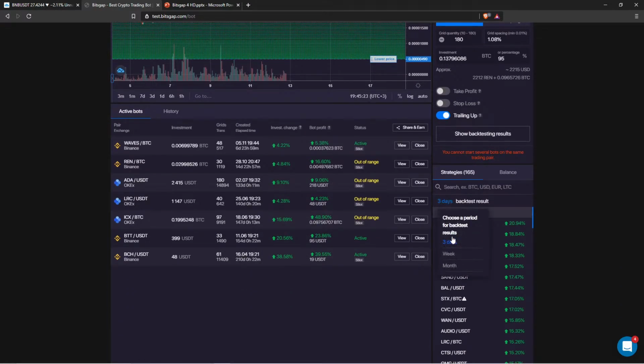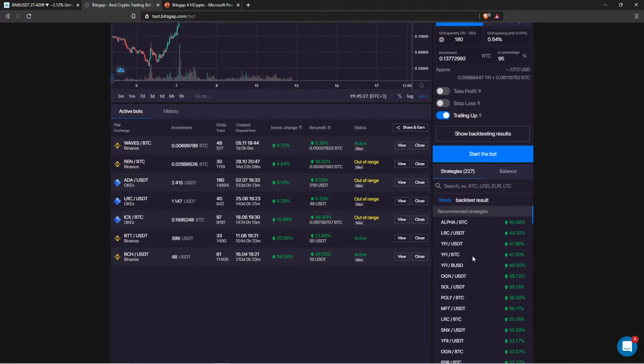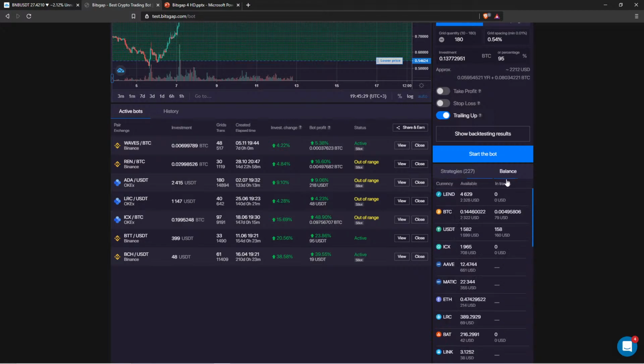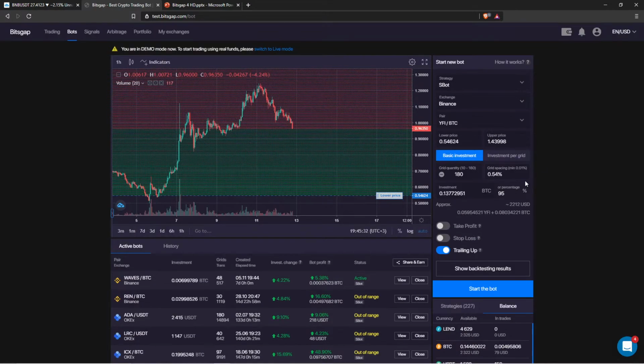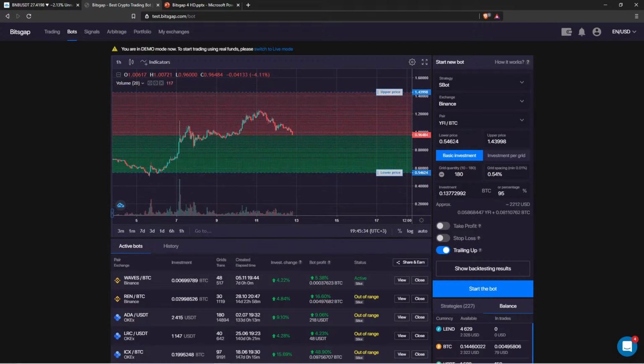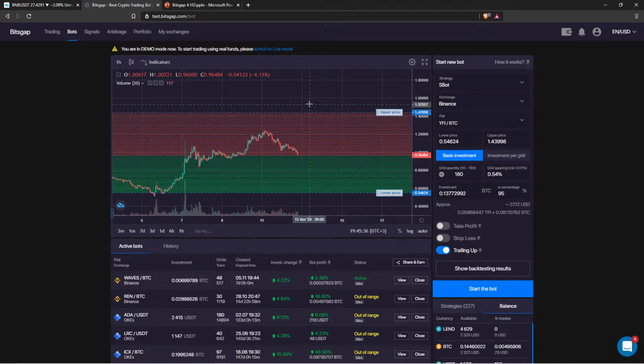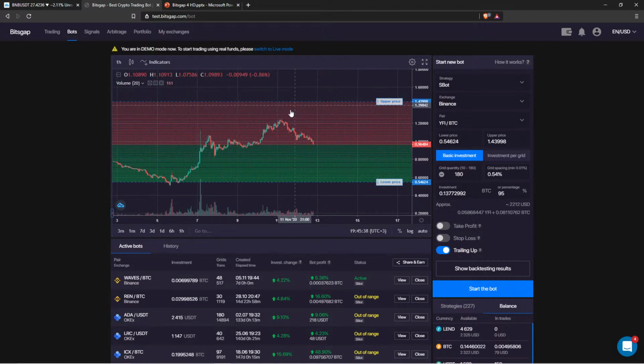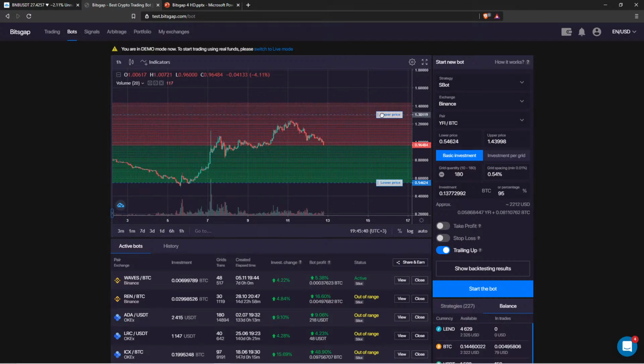So let's say I'm interested in this case in UFI trading to BTC. Let's make sure that I have enough of the BTC. Yeah, that's it. So you have UFI, BTC, and notice that your trading range is already automatically defined, but you can actually adjust it.